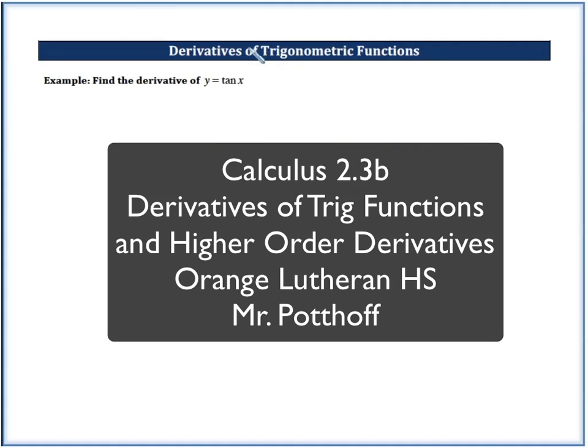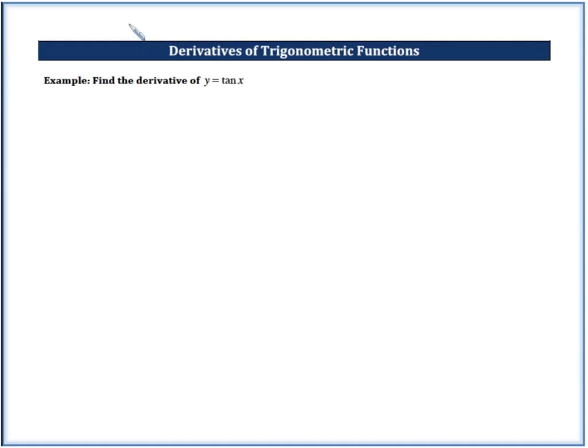Next we want to deal with derivatives of trigonometric functions. Now remember, we already have the derivative of sine is cosine, and we already know the derivative of cosine is negative sine. So based on these, we can kind of develop some of the other derivatives of the trig functions.